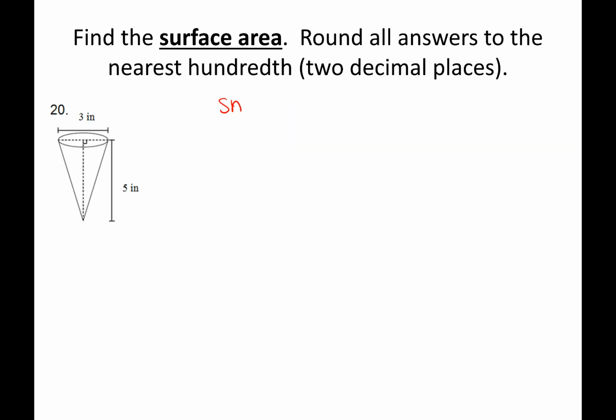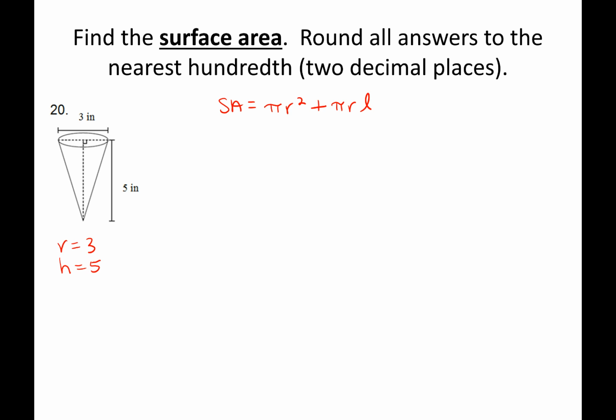So I have surface area equals, I'm going to need pi r squared again, plus pi RL, I believe, the slant height in this one. So before we get too far in, let's see what we know. We know the radius is 3. We know the height is 5. The issue here is that we don't need the height, we need the slant height.